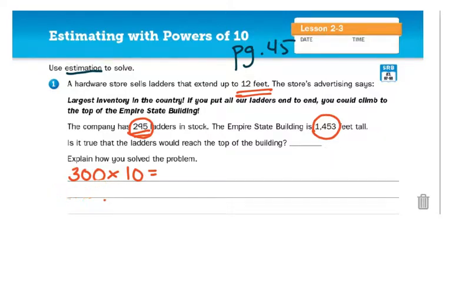All right, let's go ahead and multiply. 3 times 1 is 3. And how many zeros would I add to the end? 1, 2, 3. So those ladders from that store would reach approximately 3,000 feet. So is it true that the ladders would reach to the top of the building? Yes, their claims are true.